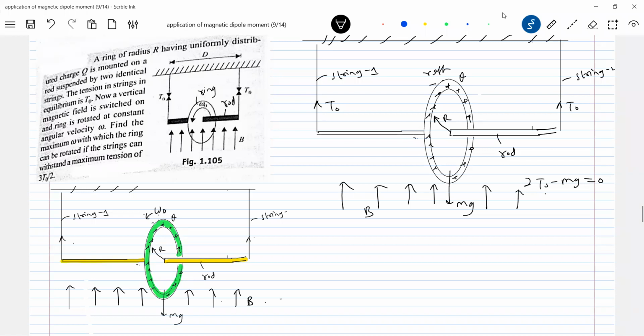How do we calculate the dipole moment? What is the expression for current? Q by T, that is Q by 2 pi by omega, or Q omega by 2 pi. This is the expression for current, and the dipole moment is given by m equals I into pi r square. With I equal to Q omega by 2 pi, m is Q omega r square by 2. This is the expression for the dipole moment.